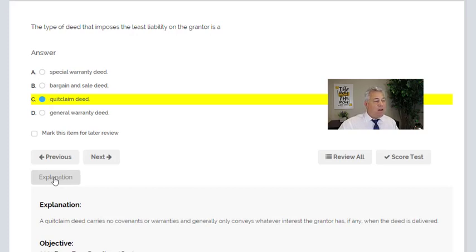A quitclaim deed carries no covenants or warranties and generally only conveys whatever interest the grantor has, if any, when the deed is delivered. It transfers ownership as well as a general warranty deed, but it makes no promises, no warranties.